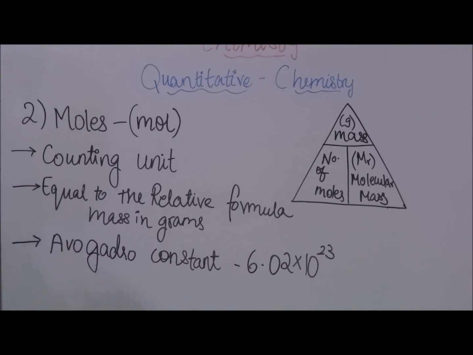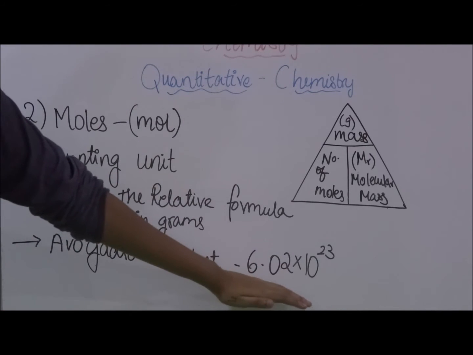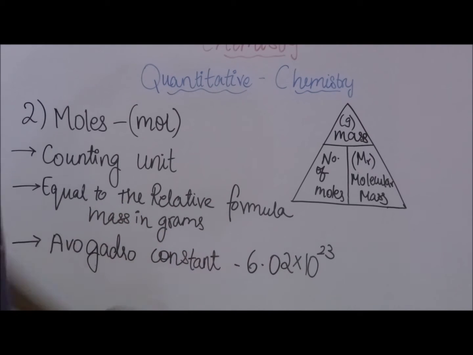We find the amount of atoms or molecules in a substance by using the Avogadro constant. So the number of moles we have, we multiply that by 6.02 into 10 raised to 23 to find the amount of atoms, molecules or any formula units present in the substance.